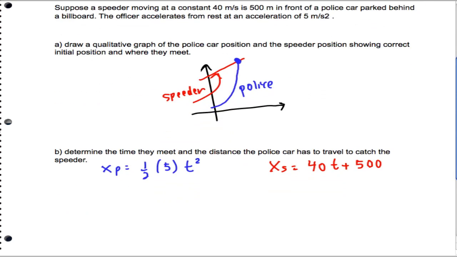So what we're going to do is what we did in the first exam. If you look at the first exam and the first exam retake, look at how I solved that problem if this confuses you. I'm going to set this equal to this and solve for time, and then go back, plug in, and get position. So here we go. I'm going to get 2.5 t squared equals 40t plus 500.